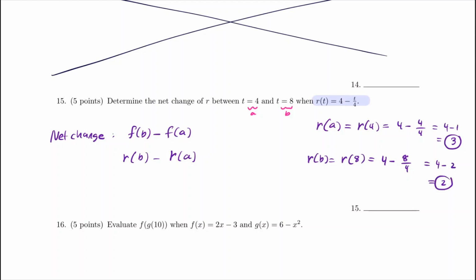All right, now we're ready to answer this. So we know r of b, that's 2, r of a, that's 3. Let's substitute them here. So we will have r of 8 minus r of 4, which is simply 2 minus 3, and that would give us -1. So the net change is -1.